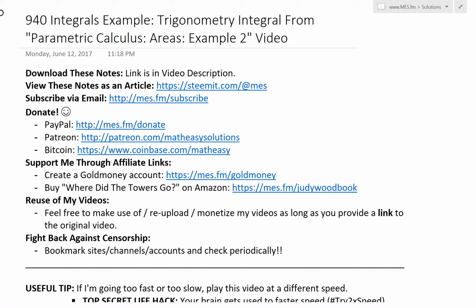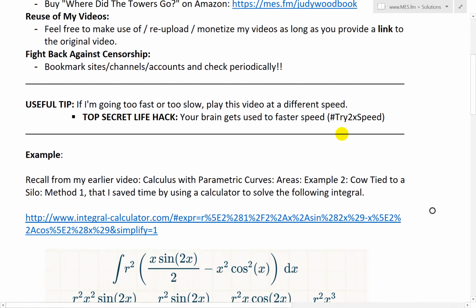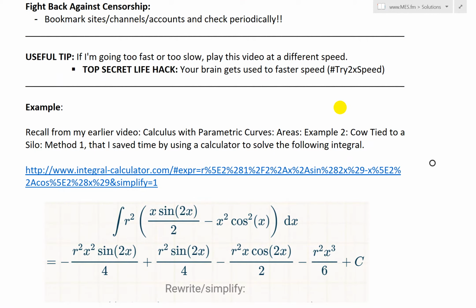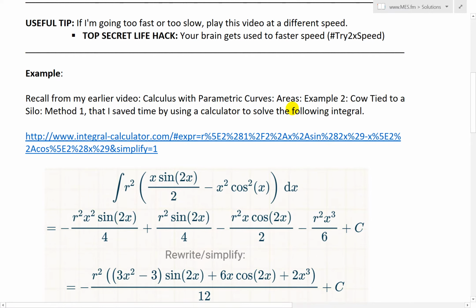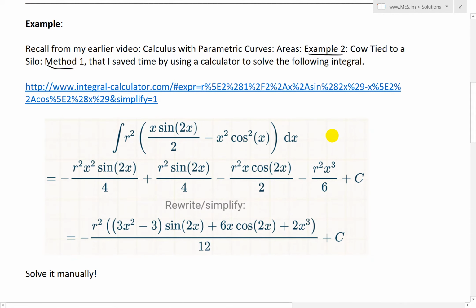Today I'm gonna go over an example on integrals, and in this example I'm gonna look back at that trigonometry integral from my earlier video titled Parametric Calculus Areas Example 2. So check that video out because, well, I'll just jump right into the example. Basically it states, recall from my earlier video titled Calculus with Parametric Curves or Parametric Calculus Areas Example 2, in which I went over the cow tied to a silo method, and I'll put the link in the description below.